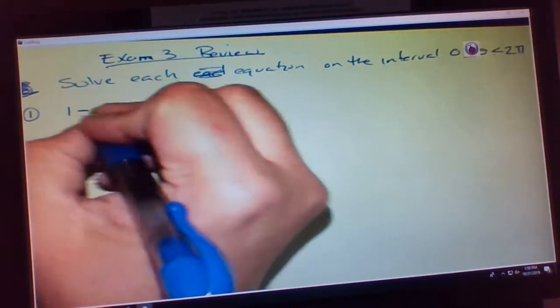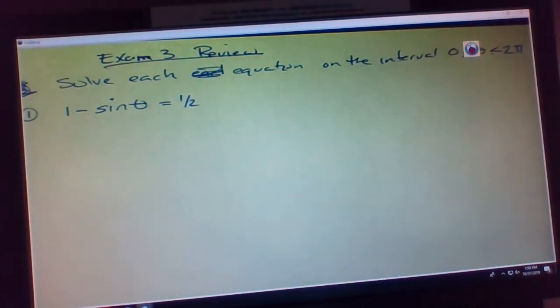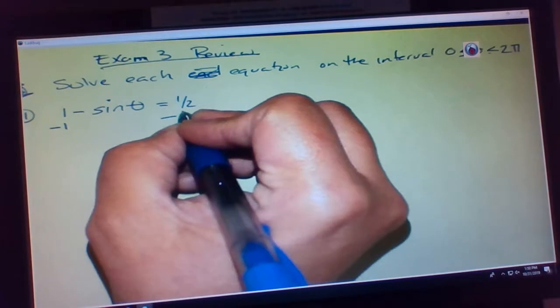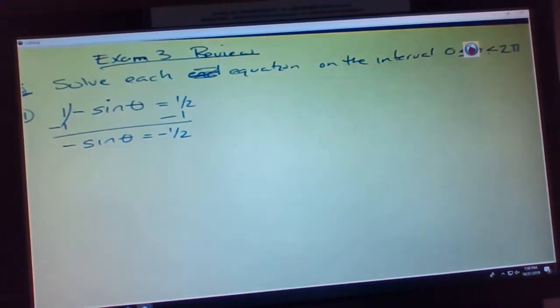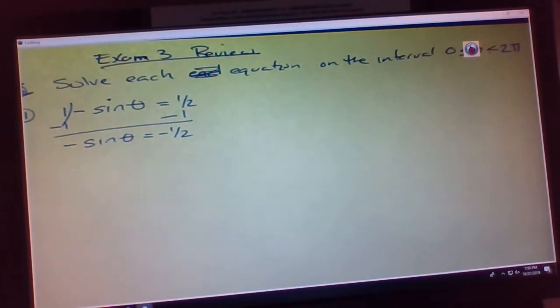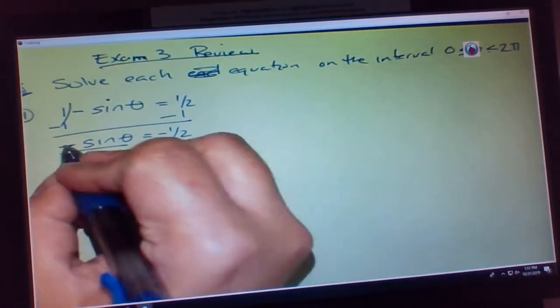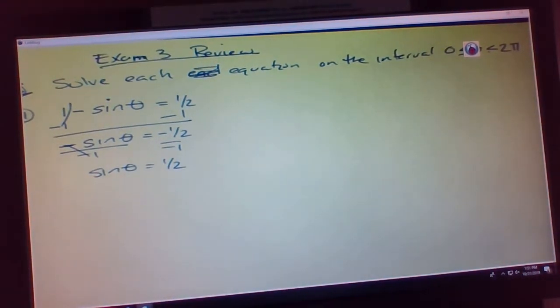If I have 1 minus sine equals 1/2, and you're trying to solve for sine first, what's the first thing I have to do here in order to solve for sine? Subtract 1. So I get negative sine equals a negative 1/2. And then? Multiply both by -1. Multiply or divide everything by a -1, so we could make both sides positive, and then we have a positive 1/2.